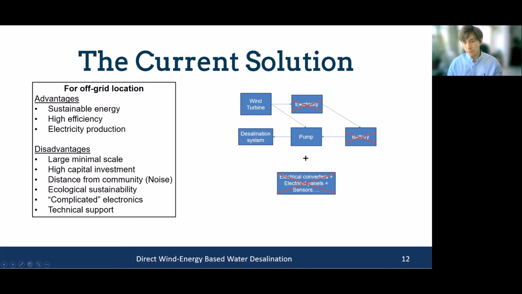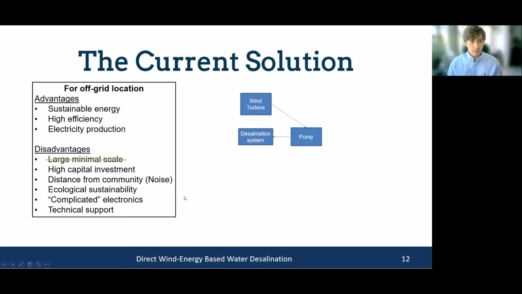doesn't use all the electrical devices. So there's no need for a large minimum scale. You can still create a system which is only 1 meter square. So there's no need for high capital investment. There's no need for distance from the community, because the dynamic stall-driven wind turbine basically doesn't create any noise. It's much safer for birds.